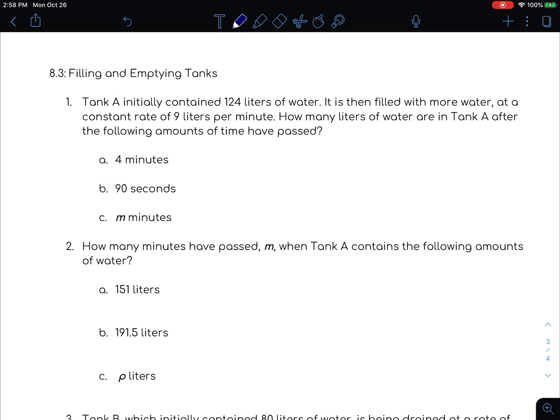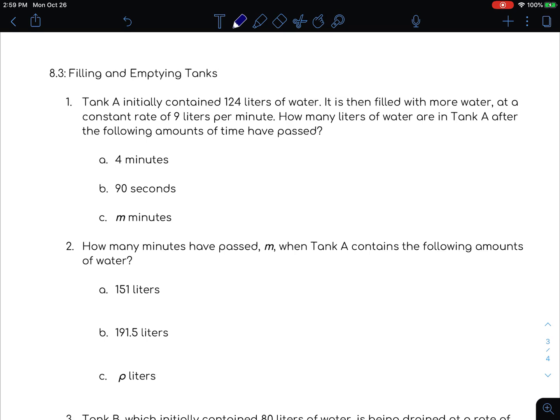All right, 8.3, filling and emptying tanks. Tank A initially contained 124 liters of water. It is then filled with more water at a constant rate of 9 liters per minute. How many liters of water are in tank A after the following amounts of time have passed?